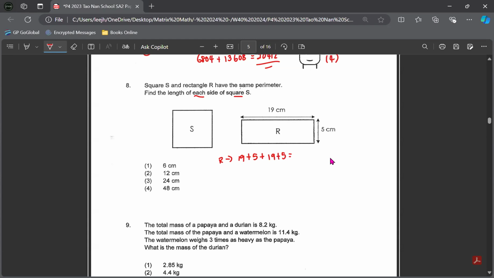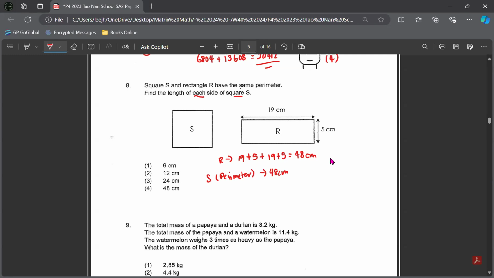Perimeter means the outline of a figure. So this is 48, so 48 cm, which means S's perimeter will also be 48 cm.